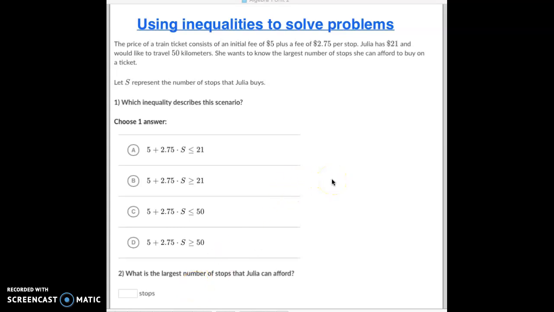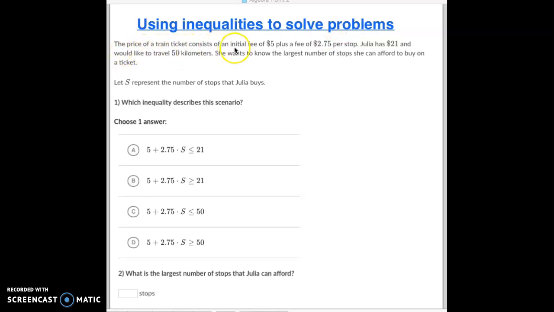I believe these are your last two lessons that I need to cover for this unit of inequalities and equations. So here's the first one. I'm only going through one problem, they're all about the same type of thing. So, using inequalities to solve problems.